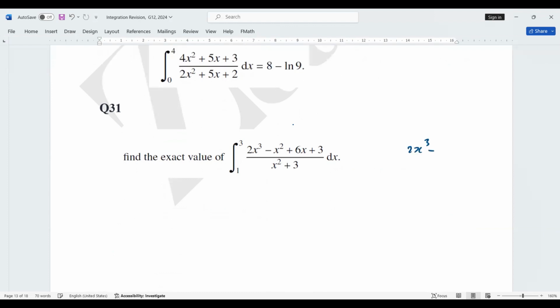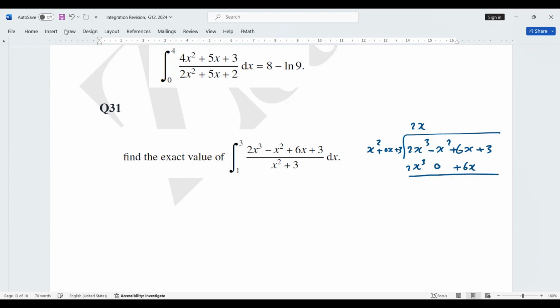2x cubed minus x squared plus 6x plus 3, divided by x squared. There is no x, so you have to write 0x plus 3. 2x cubed divided by x squared is 2x. 2x times x squared is 2x cubed. 2x times 0 is 0. 2x times 3 is 6x.